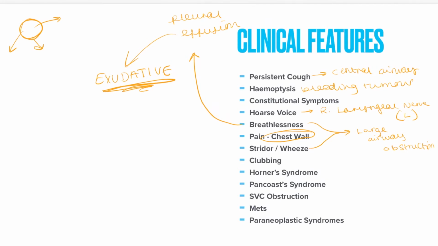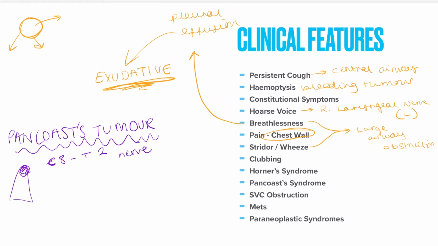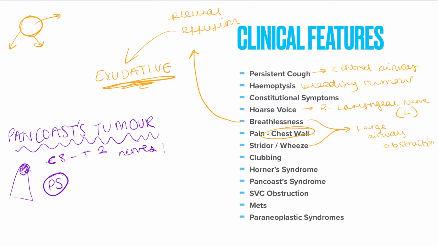Both Horner's syndrome and Pancoast syndrome can be caused by something called a Pancoast tumour. This is a cancer which is found in the apex of the lung and involves the nerves C8 to T2. Pancoast syndrome is when this tumour causes shoulder pain which radiates down the arm in an ulnar distribution.